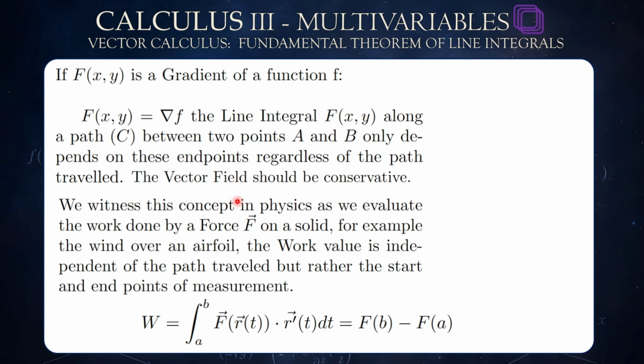We witness this concept in physics as we evaluate the work done by a force F on a solid. For example, the wind over an airfoil. The work value is independent of the path traveled, but rather the start and end points of the stream you're measuring. Okay, so W is equal to the integral from A to B of f(r(t)) dot r prime of t dt is equal to f(B) minus f(A).